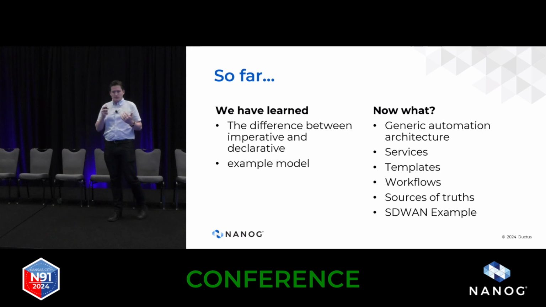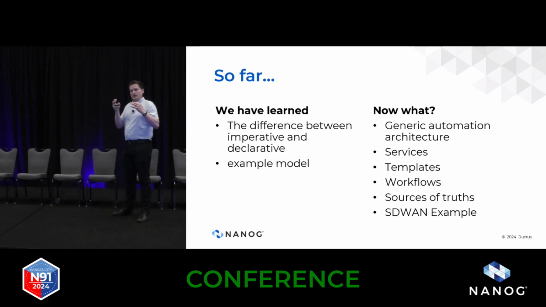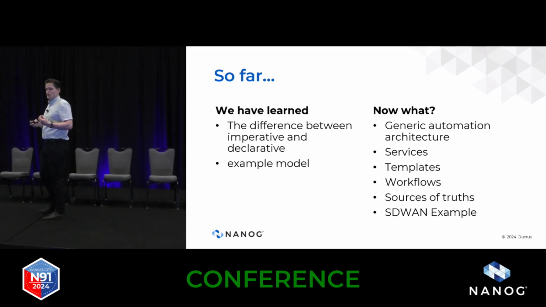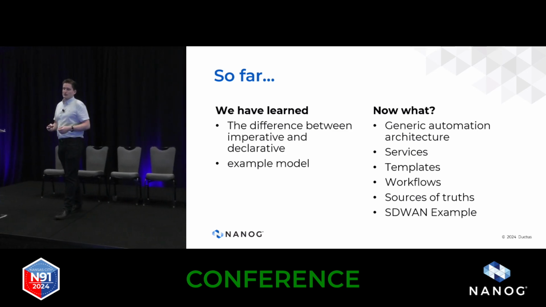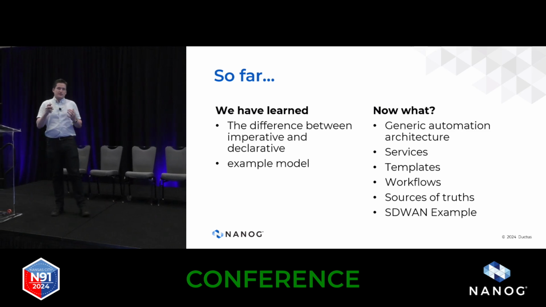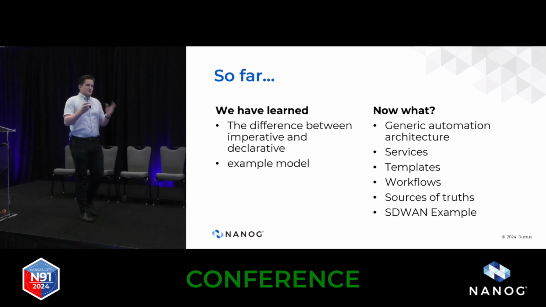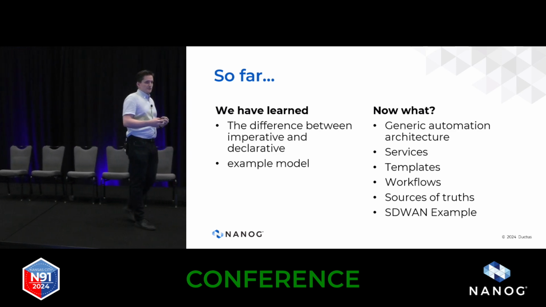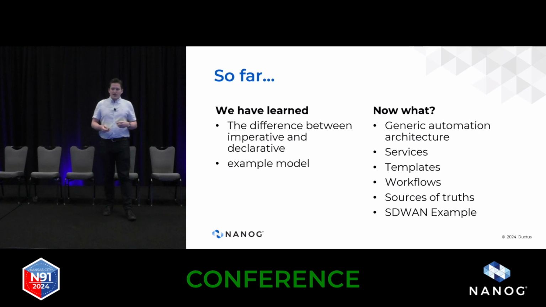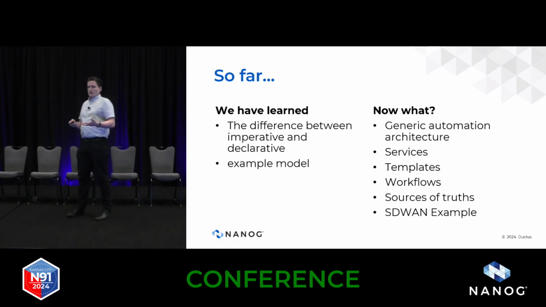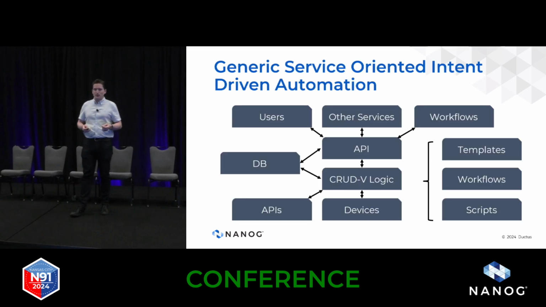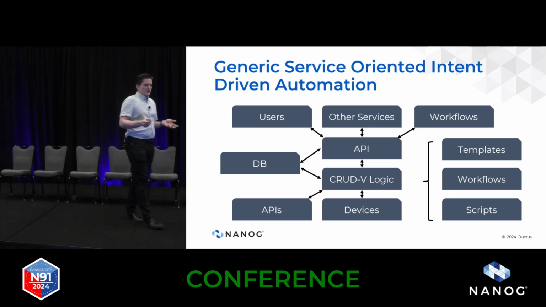So far what we've talked about is the difference between imperative and declarative, given an example model. And now what I want to do is show a generic automation architecture. So this is going to show, regardless of any product, what are the things that you are going to need to implement some sort of intent-driven system. And I'll break down services, templates, workflows, the sources of truth, and then we'll get to our SD-WAN example. Okay, so generic service-oriented intent-driven automation.